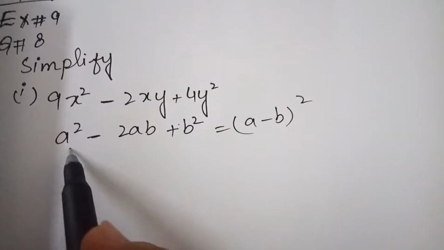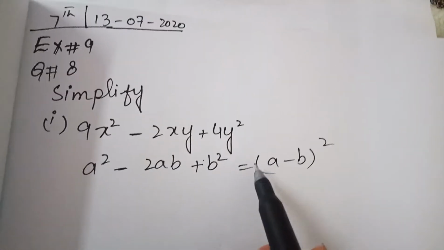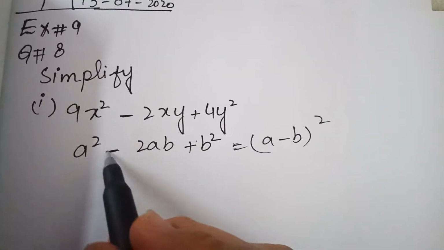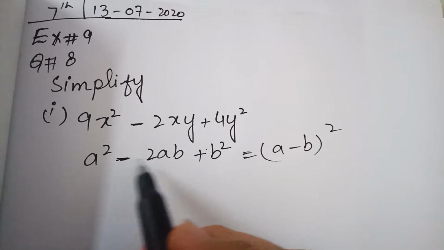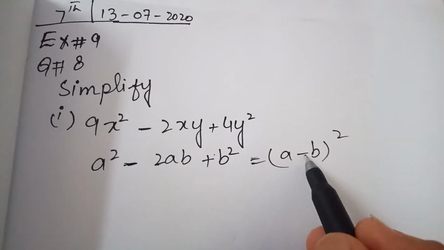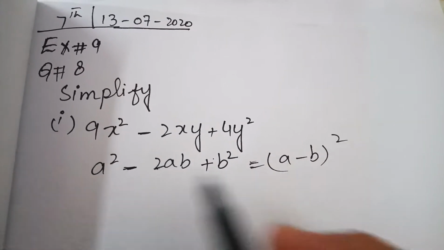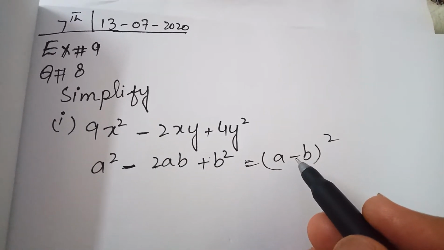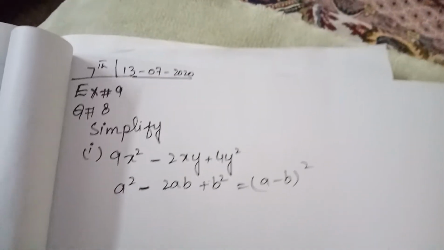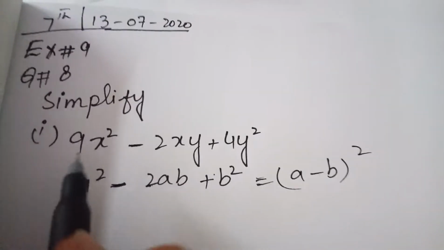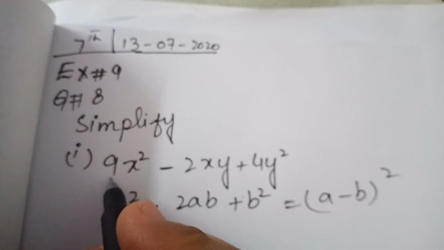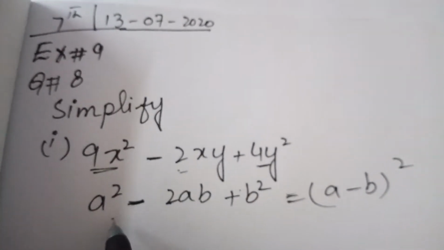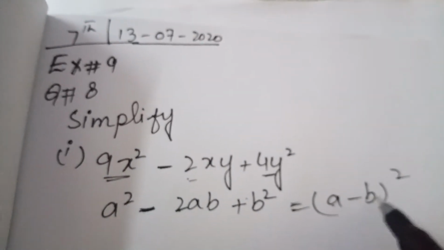For example, a square minus 2ab plus b square is given. So you can write that as (a minus b) whole square. If the sign with 2ab is negative, then there will be a minus sign between these two factors. And if here is the sign of plus, then you have to write plus over here. For example, this whole is a square and this whole is b square and this is 2ab, so we can convert it as (a minus b) whole square.